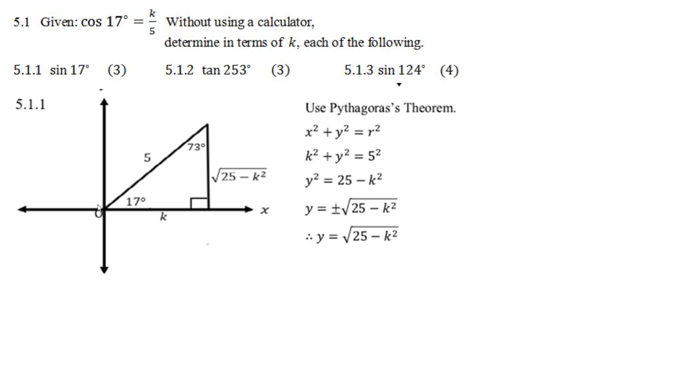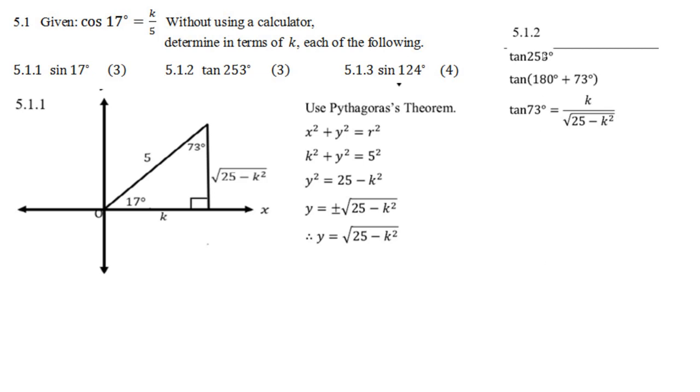There's your y value, which the sine of 17 degrees is. That's why it's going to equal root 25 minus k squared over 5. That's what the sine of 17 degrees is. I think I might not have put it in here. You just take that, put it over that. Sine of 17 degrees equals that over that.